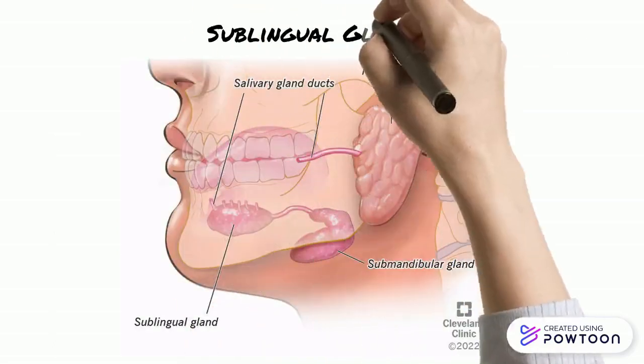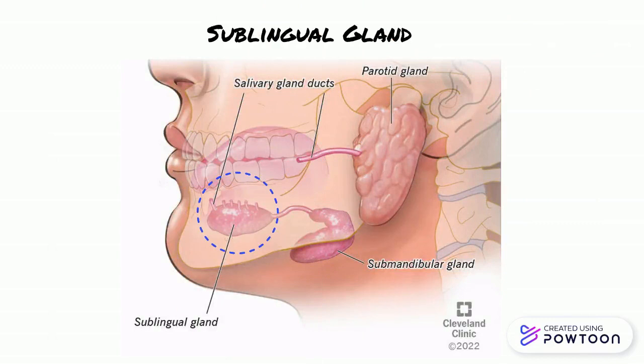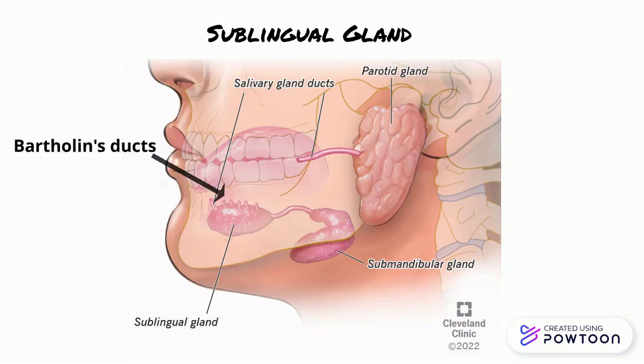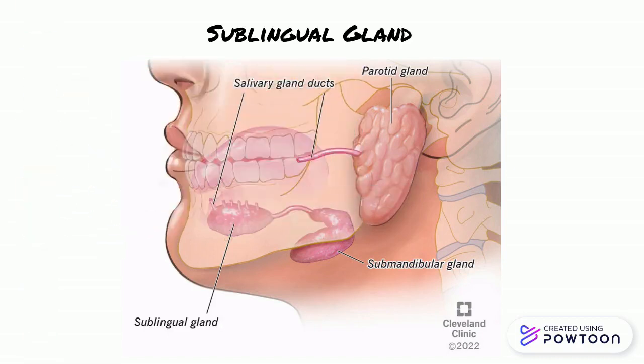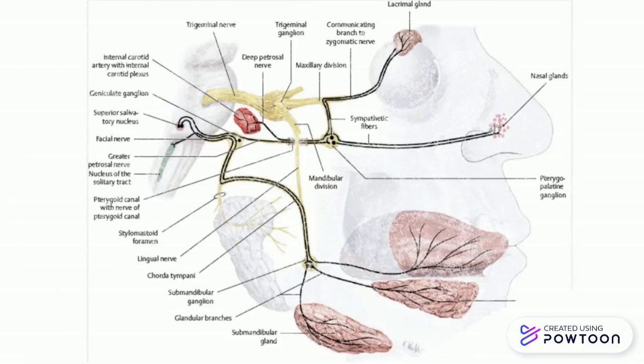The sublingual gland is the smallest of the three glands and produces mucous saliva and only contributes to 10% of salivary flow in the mouth. Saliva is secreted through a series of ducts collectively known as Bartholin's duct, which also opens into the sublingual caruncle. Both the sublingual and submandibular glands are innervated by the same nerves. Let's discuss the parasympathetic and sympathetic innervation of the submandibular and sublingual glands.